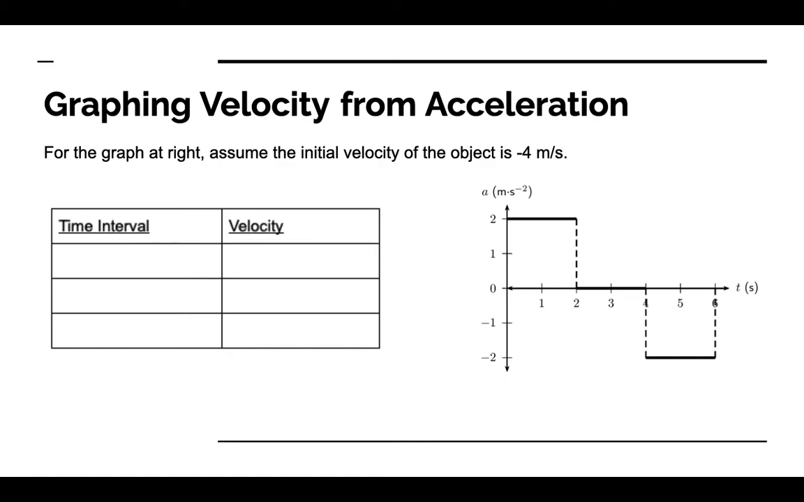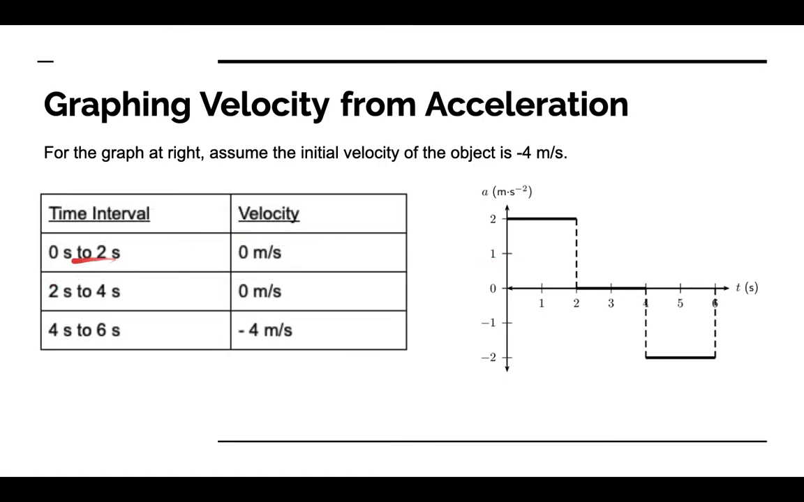So for the time interval from 0 to 2 seconds, we can see that the area underneath our curve is 2 times 2, which is 4. So our change in velocity from 0 to 2 seconds is 4 meters per second. Now we take this 4 meters per second, the area underneath this curve, and add it onto our initial velocity, which is negative 4 meters per second, to get our velocity at the end of the interval from 0 to 2 seconds. Adding negative 4 meters per second with the area of 4 meters per second gives us a final velocity at the end of the 0 to 2 second interval of 0 meters per second.